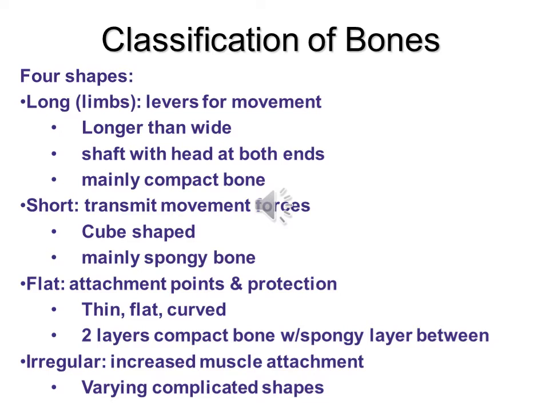And then last but not least, we have our irregular bones, which are varying complicated shapes that really don't fit into any other category. They're there to increase muscle attachment, articulation, things like your vertebrae, pelvic bones, facial bones, those would be your irregular bones.